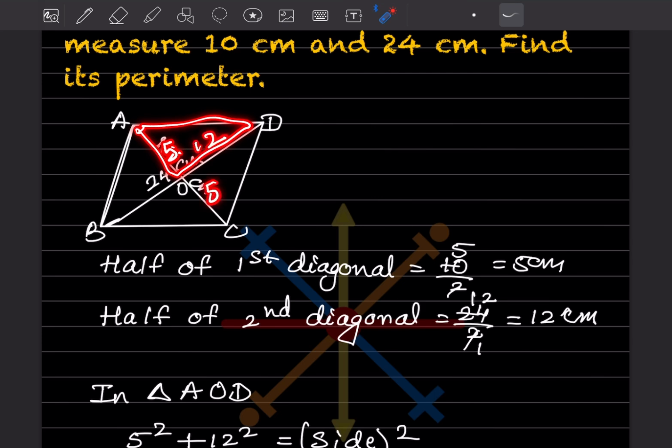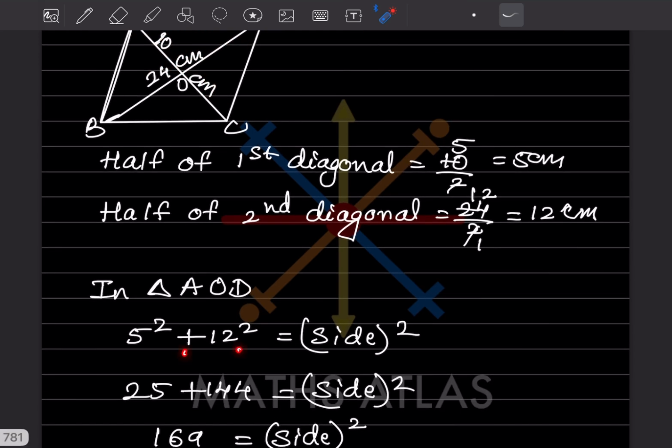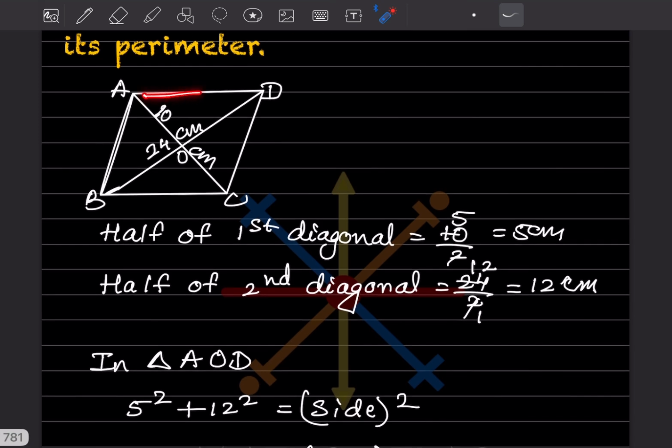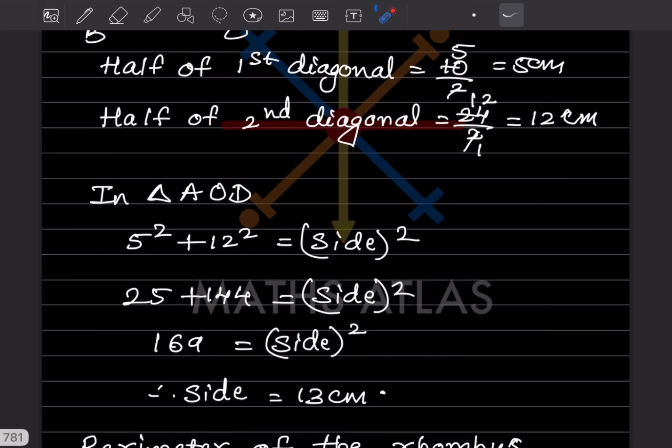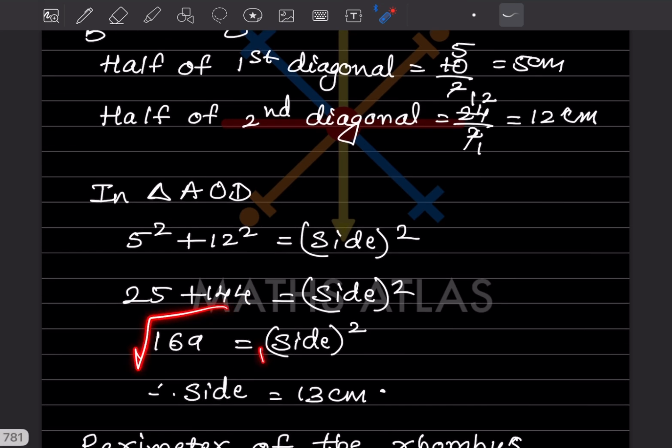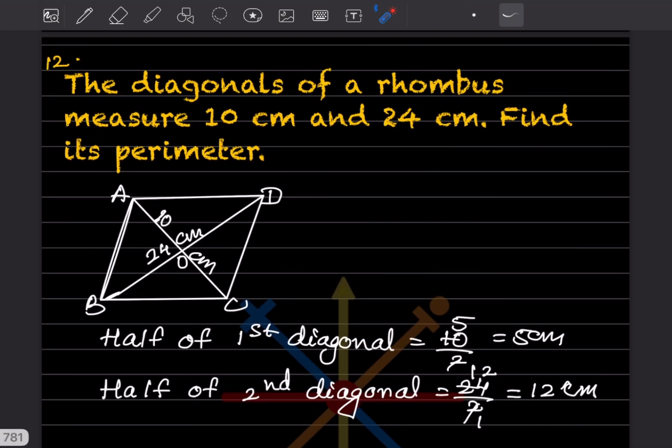So what we can see here is that this is a right angle triangle. This is the hypotenuse of it. So we can say 5 square plus 12 square is the side square. This is the side of it. So now this will be 25 plus 144, that will be side square. So 169 is side square. So side is going to be, when you take the square root of this, 13 centimeter.